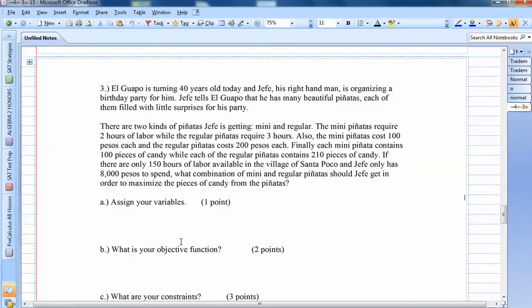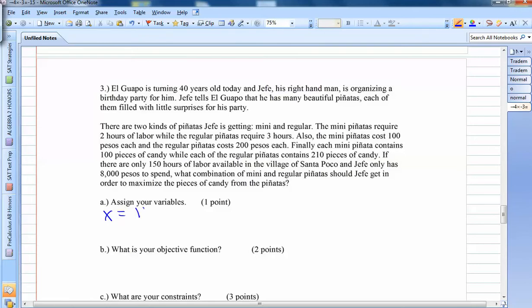Okay, I am back to finish up the review of the practice test. So let's look at the linear programming problem here. You're told that you're making piñatas, mini and regular.